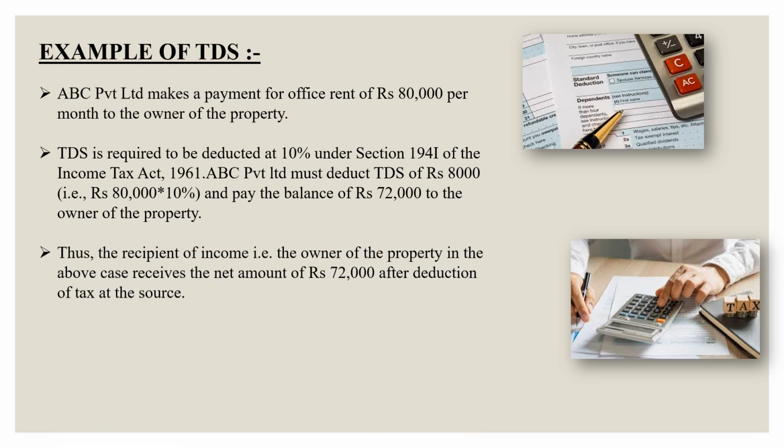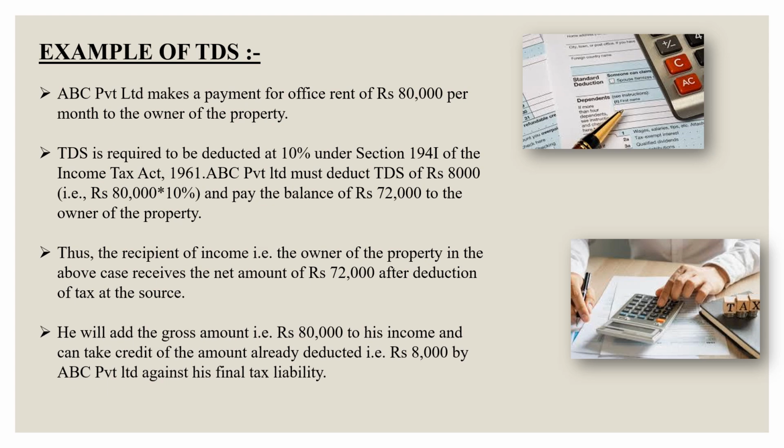Thus, the recipient of income, i.e., the owner of the property in the above case, receives the net amount of 72,000 rupees after deduction of tax at the source. He will add the gross amount, i.e., 80,000 rupees, to his income and can take credit of the amount already deducted, i.e., 8,000 rupees by ABC Private Ltd against his final tax liability.